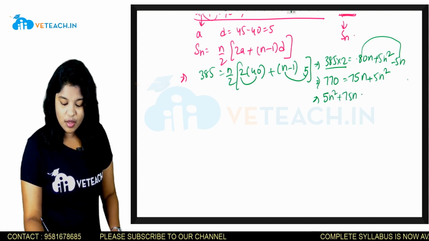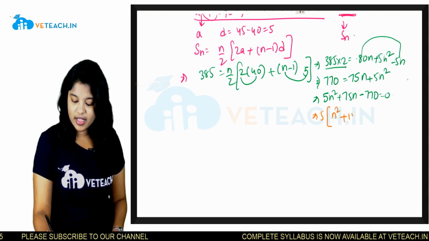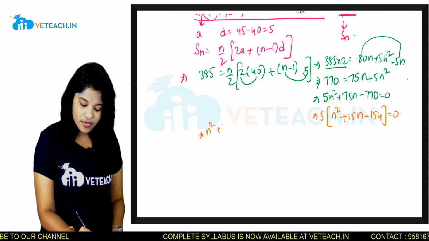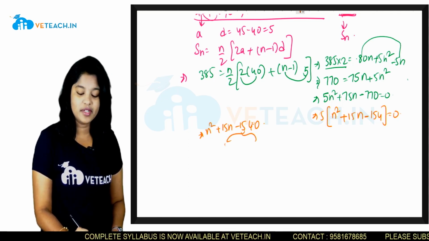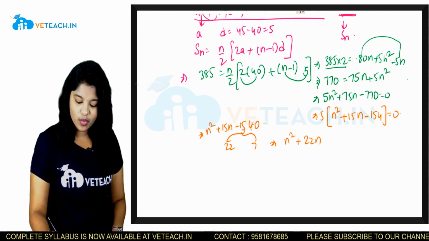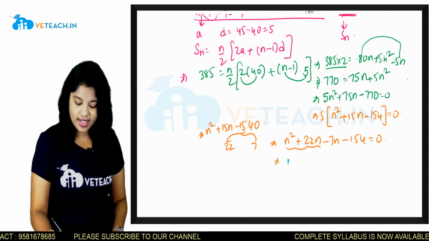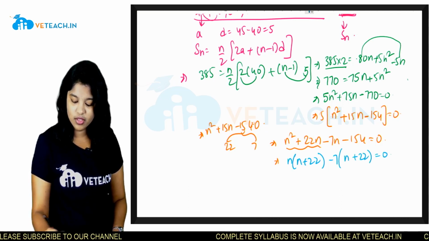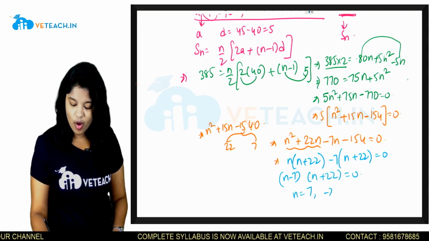Now bring this 770 to the other side, we will get 5n square plus 75n minus 770 is equal to 0. Take 5 common from both, you will get n square plus 15n minus 154 is equal to 0. So this 154 can be split as 22 into 7. So it becomes n square plus 22n minus 7n minus 154 is equal to 0. Now take n common from the first two terms, we get n plus 22. If I take minus 7 common, here I will get n plus 22. So (n minus 7) into (n plus 22) is equal to 0. So n will be either 7 or minus 22.